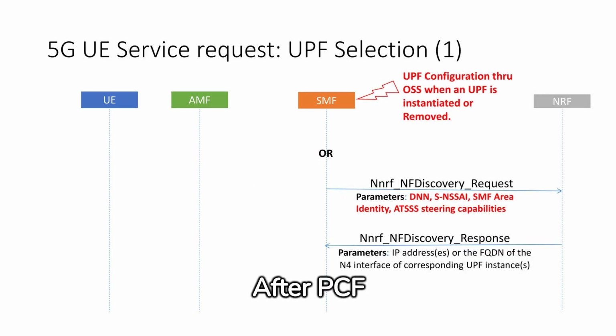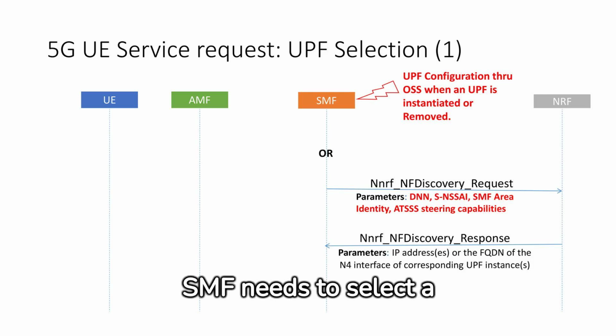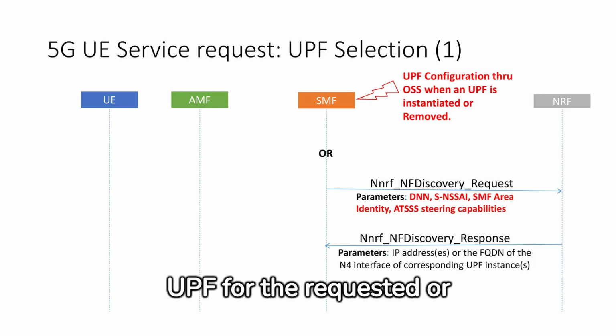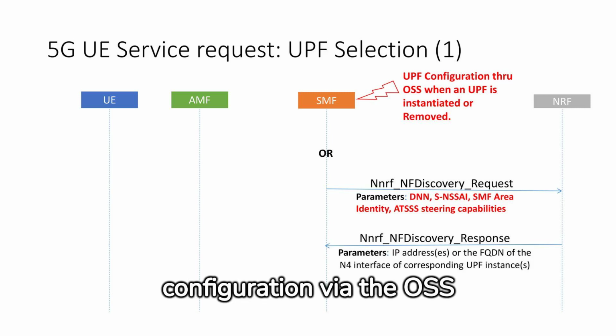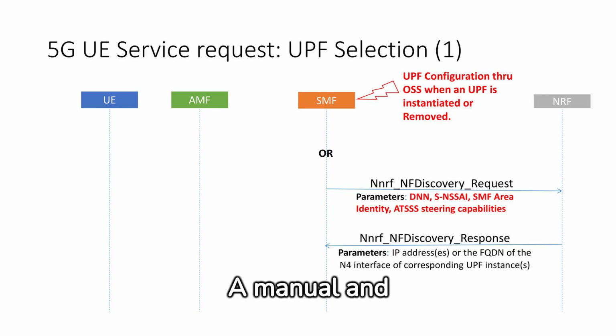After PCF interaction, the SMF needs to select a UPF for the requested or updated PDU sessions. UPF selection in a 5G UE service request can occur through UPF configuration via the OSS, a manual and challenging process, or through NRF.